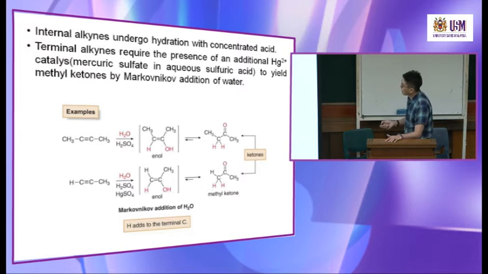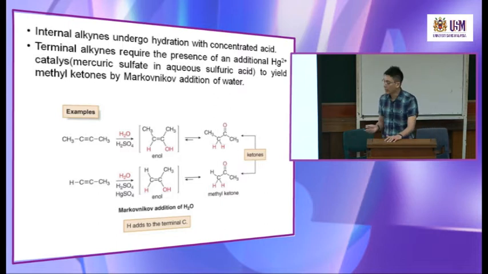Look at this example. Because this is a symmetrical alkyne, there is no issue. So the HOH is added here, so it forms the enol. Then this enol will undergo tautomerization to form a ketone. The reason it tends to form a ketone is because the C double bond O is more stable. The enol is less stable, either under acid or basic condition, and we will show you the mechanism later.